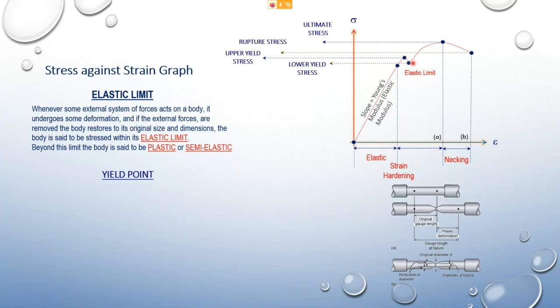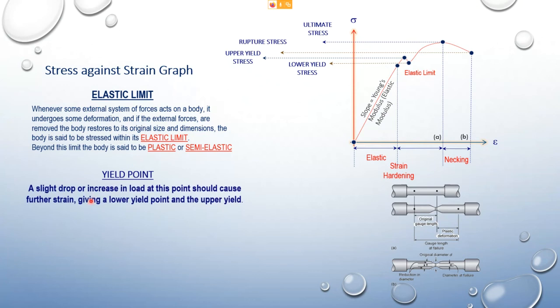Okay, yield point. These two are the yield points. So a slight drop or increase in the force when it reaches these 2 points, or when it goes beyond this point here, a slight decrease in the force or the load that is applied, or a slight increase, will result in a very large amount of deformation. It's not the same as within these 2 points here, any points within these 2 points.